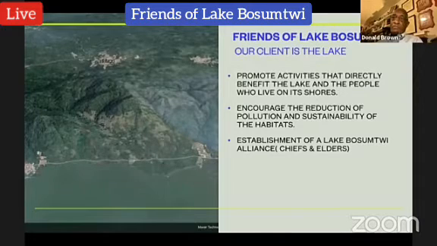We see our client as being the lake itself. We have 3 main things that we want to do. That is to promote activities that directly benefit the lake and the people who live on its shore, to encourage the reduction of pollution and encourage sustainability of the habitat around the lake, and to establish, hopefully, what we would call a Lake Bosumtwi Alliance, made up of chiefs and elders who can provide input and guidance on the things that they think are important with regards to preserving and saving the lake.